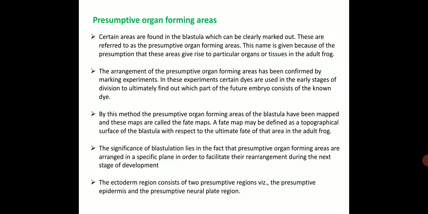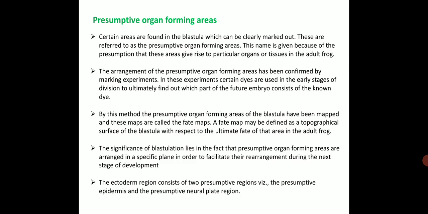So moving on, what exactly are pre-assumptive organ forming areas? When you are studying fate maps, you must know what pre-assumptive organ forming areas are. You know the meaning of organ forming areas, but what exactly is pre-assumptive? These are certain areas found in the blastula which can be clearly marked out. These are referred to as pre-assumptive organ forming areas.